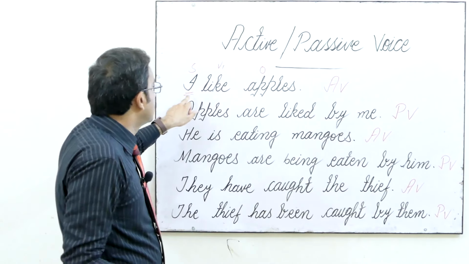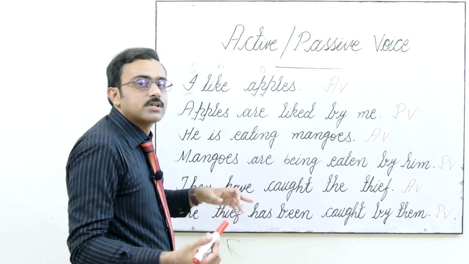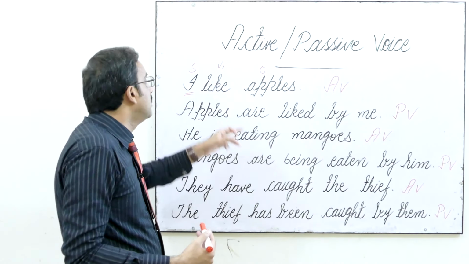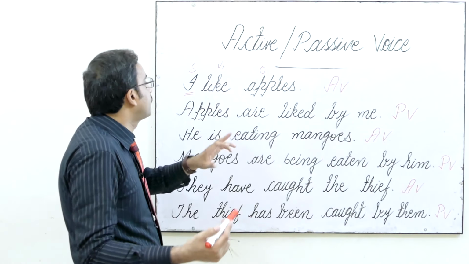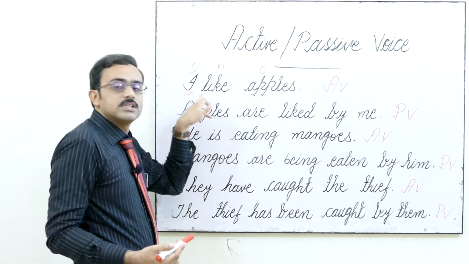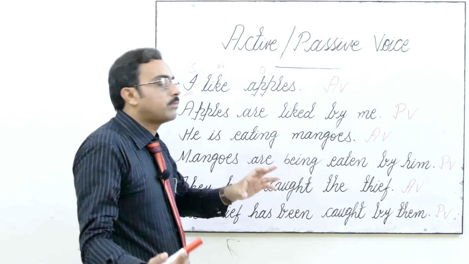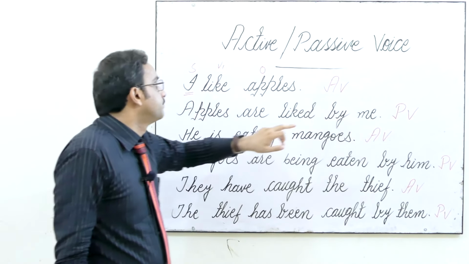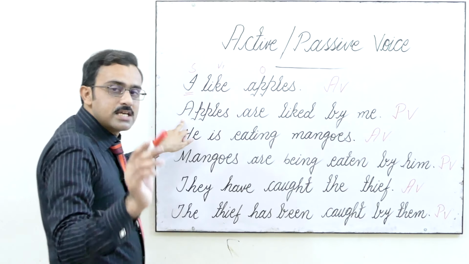Why? Because the subject is prominent. The doer, performer, means me. I am playing an action. I'm doing what? I'm saying that I like apples. Means the performer is I. So this one is personal. This pronoun I is prominent. So it shows that this sentence is active voice. I like apples. Now see, same sentence.